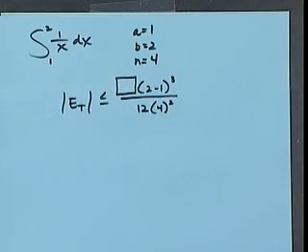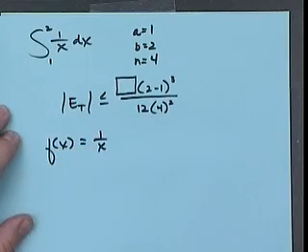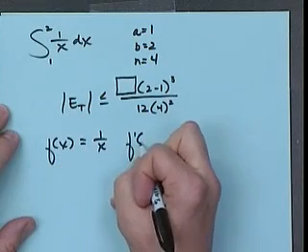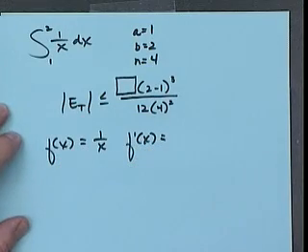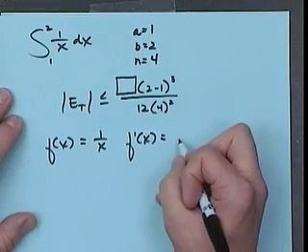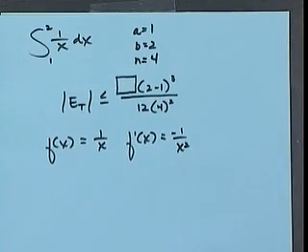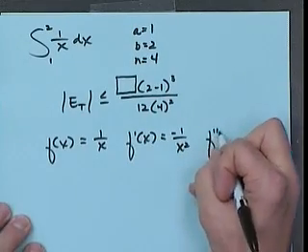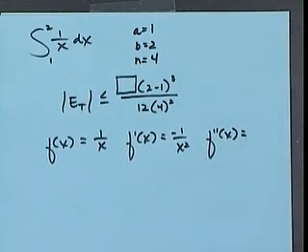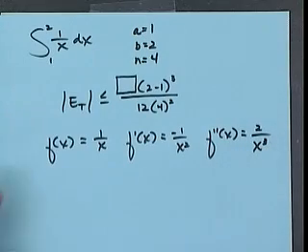We need the second derivative, so our original f of x is 1 over x. First derivative is what? No, that'd be going the other way. We want to derive, that'd be integrating. Negative 1 over x squared. So it'd be negative 1 x to the negative second. Good. Positive 2 x to the negative third, or 2 over x cubed.